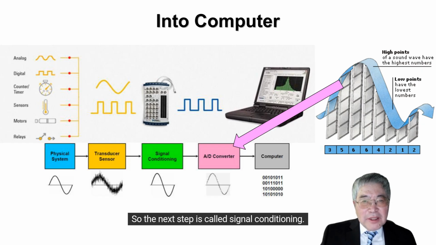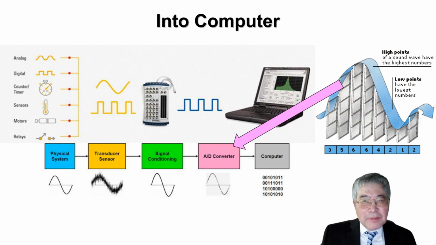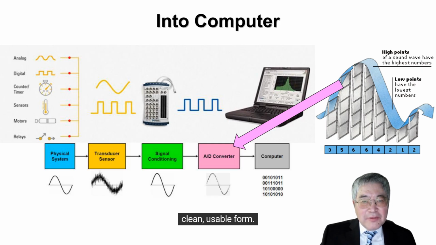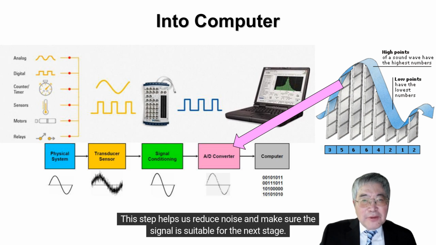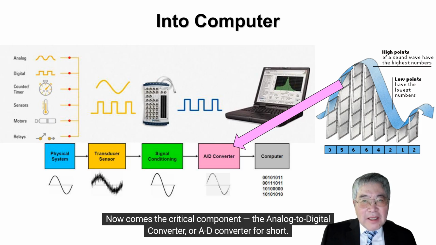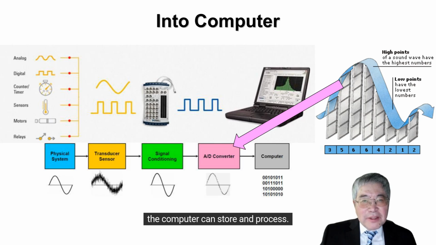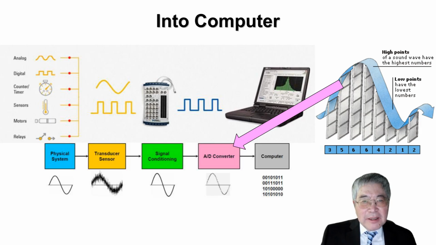So the next step is called signal conditioning. Here we might filter the signal, smooth it, amplify it, or perform other adjustments to get it into a clean, usable form. This step helps us reduce noise and make sure the signal is suitable for the next stage. Now comes the critical component, the analog to digital converter, or AD converter for short. This is where the continuous analog signal gets sampled and turned into a digital signal, a sequence of numbers the computer can store and process.